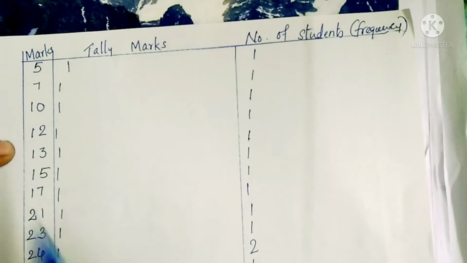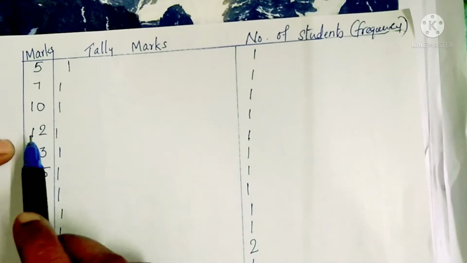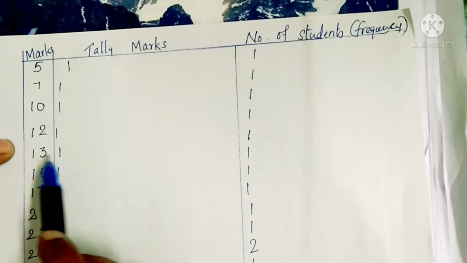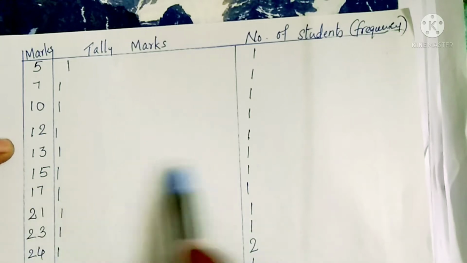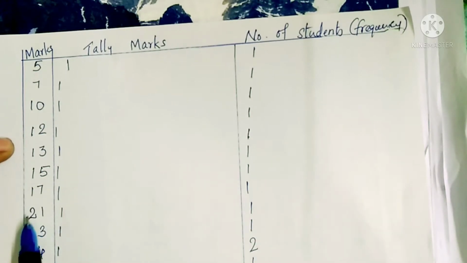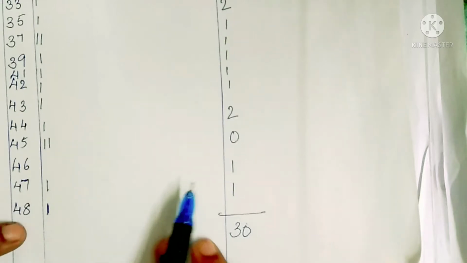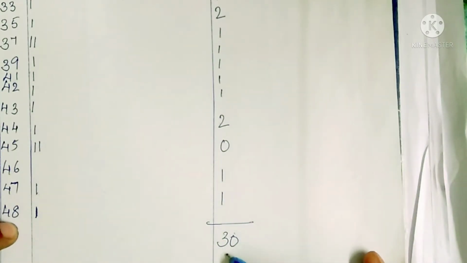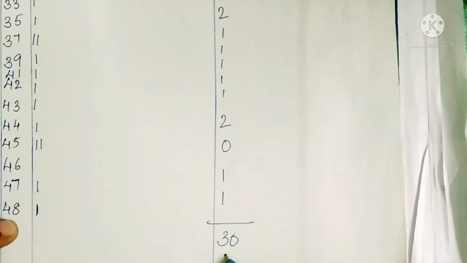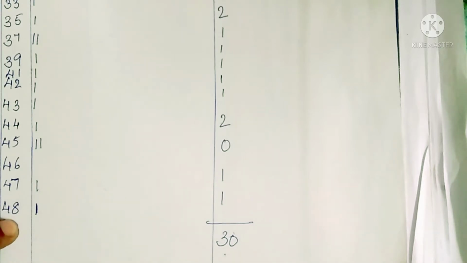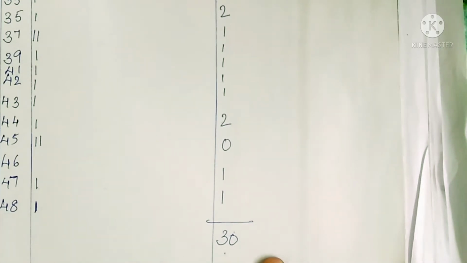See, 5 marks, one child got. 7 marks, one child got. 10 marks, one child got. 12 also 1, 13 also 1, 15 1, 17 1, 21 1, 23 1, 24 1. 25 marks, how many students got? 2 students got. Like this you have to mark completely, and then you need to check the total number of students. It is 30. That means you have not skipped any number or any marks. Okay, so this is ready.